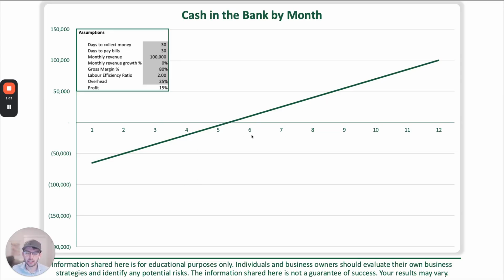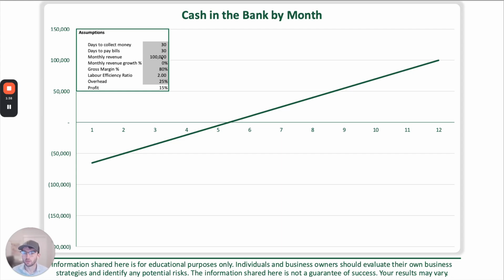Now in this scenario, we have cash in the bank by month. So this is how many months it takes for the bank to break even, assuming this company was just getting started. In this scenario, we have days to collect money, 30 days. So that's when you invoice a customer, then it takes 30 days for that money to come into the bank on average. It's going to take 30 days to pay bills, and these are specifically going to be bills to your suppliers.